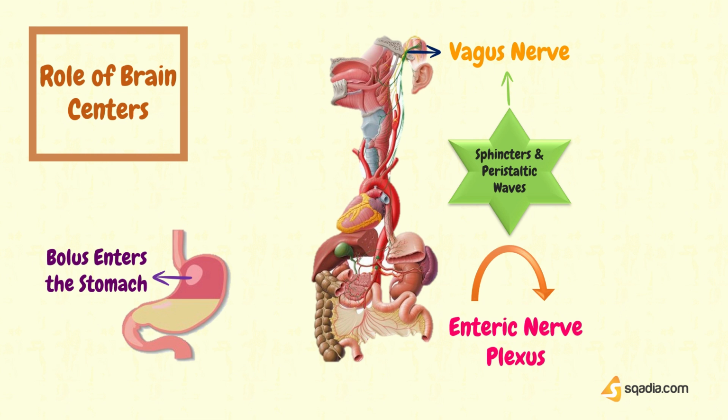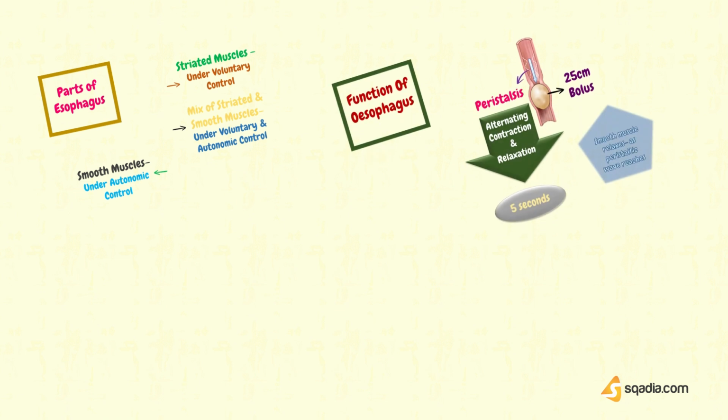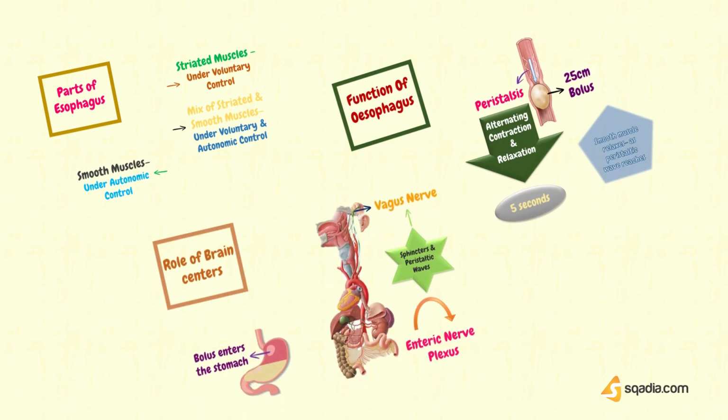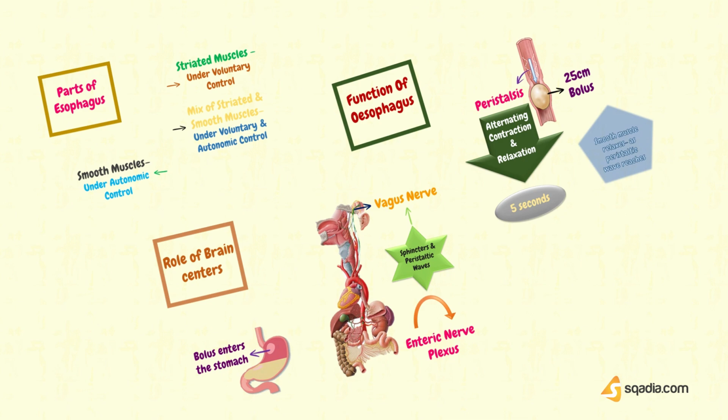In this section, we have talked about the esophagus and its physiological importance, including the role of the sphincter, peristalsis, and movement of food down from the mouth to the stomach, and also about the role of the brain in peristalsis.